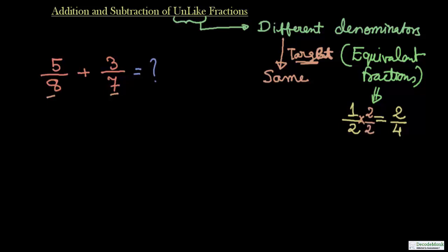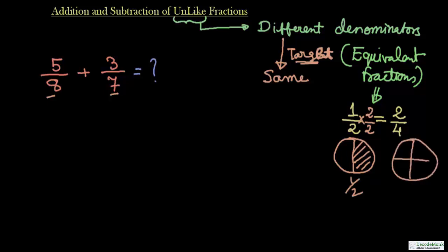So 2 ones are 2 and 2 twos are 4. So 1 by 2 is the same thing as 2 by 4. These things we have already discussed. Suppose we have a circle and I have divided that into half, and I am considering this half. So this shaded region represents 1 by 2, and on the other hand, if we have the same circle, we divide that into 4, as the bottom number represents 4, which is the total number of units. So we have divided the circle into 4 regions, and we have taken 2 regions.